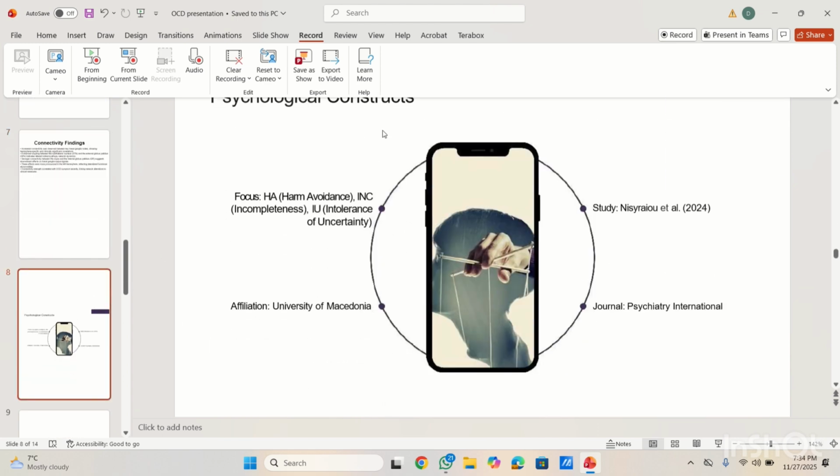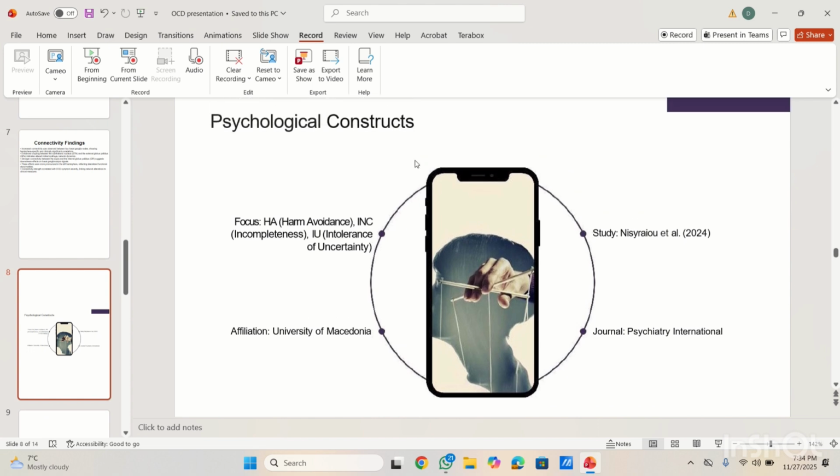And this is the second article, which shows the psychological perspective. It was studied by Nisro and colleagues, published in Psychiatry International in 2024. The main author is affiliated with the University of Macedonia. This study looks at psychological traits that may contribute to OCD symptoms. These are the traits: harm avoidance, INC for incompleteness, and IU for intolerance of uncertainty.